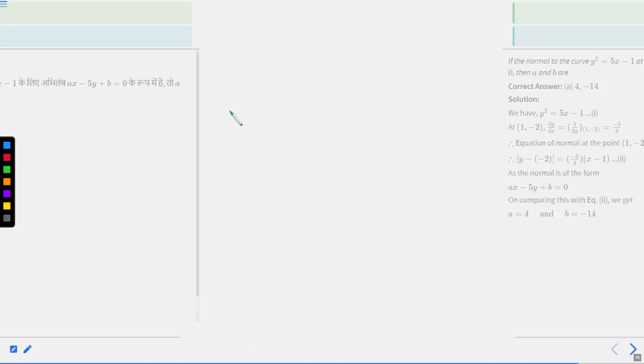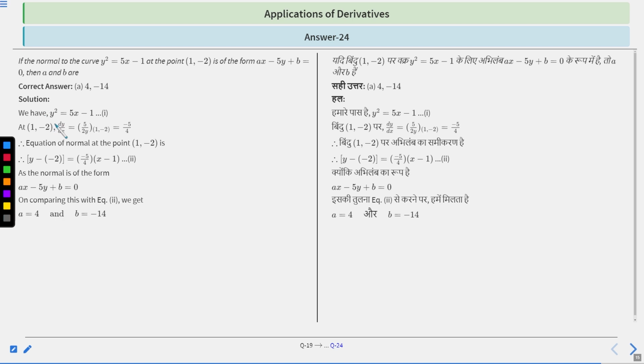Okay, let's move to the solution part. We have the equation y square is equal to 5x minus 1. So at (1, minus 2), dy by dx will be, see, 2y dy is equal to 5 dx, right? So dy by dx will be 5 upon 2y, which at (1, minus 2) is minus 5 by 4. Therefore, the equation of normal at point (1, minus 2) is y plus 2 is equal to 4 by 5 into x minus 1, right?